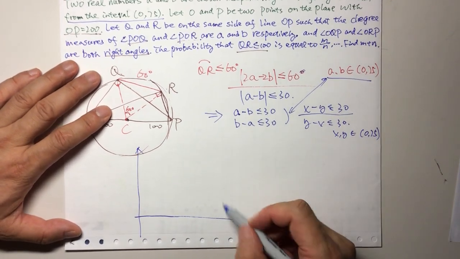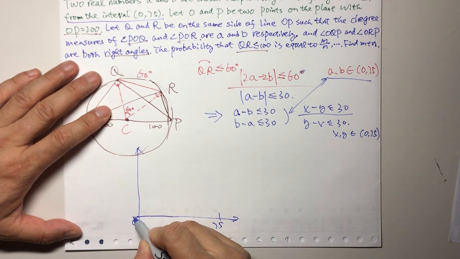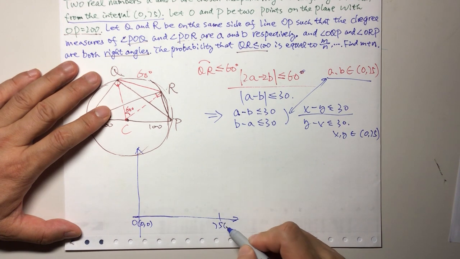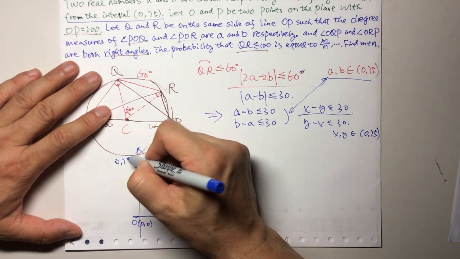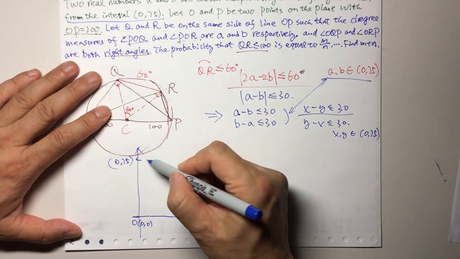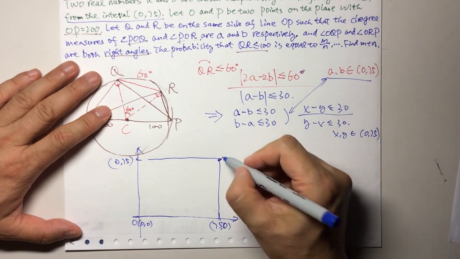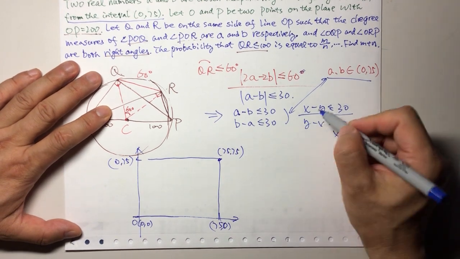And this is 75, right? 0, that's the origin point. Of course, 0, 0. X is 75 and Y is 0. And this point, let us say 0, 75, and this is 75, 75, right?